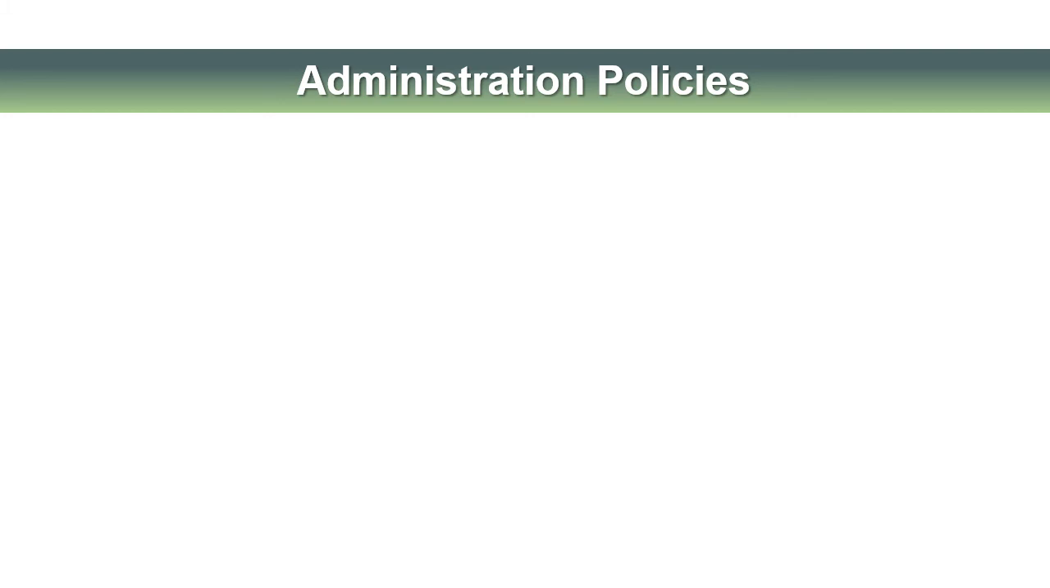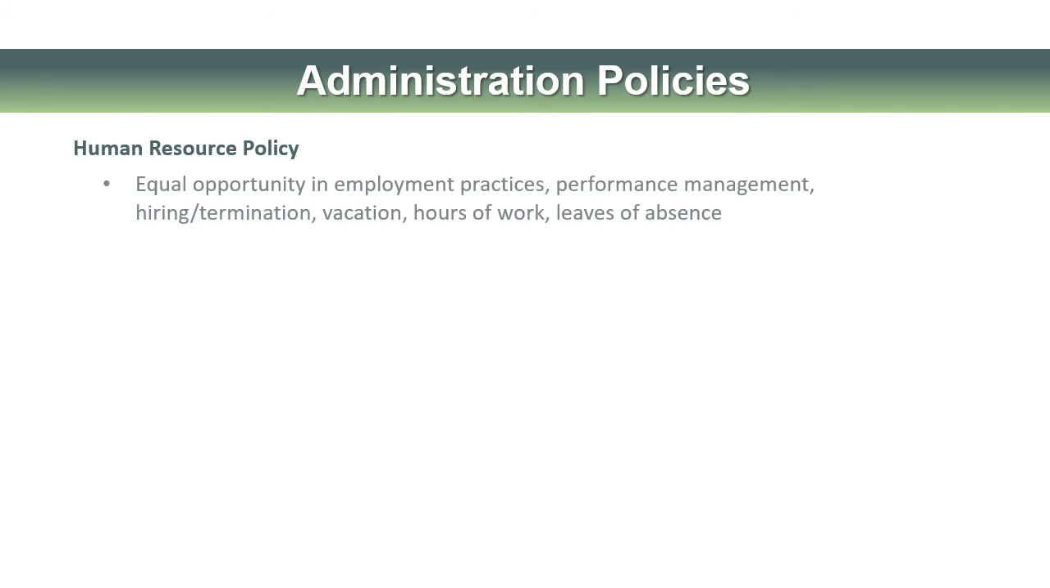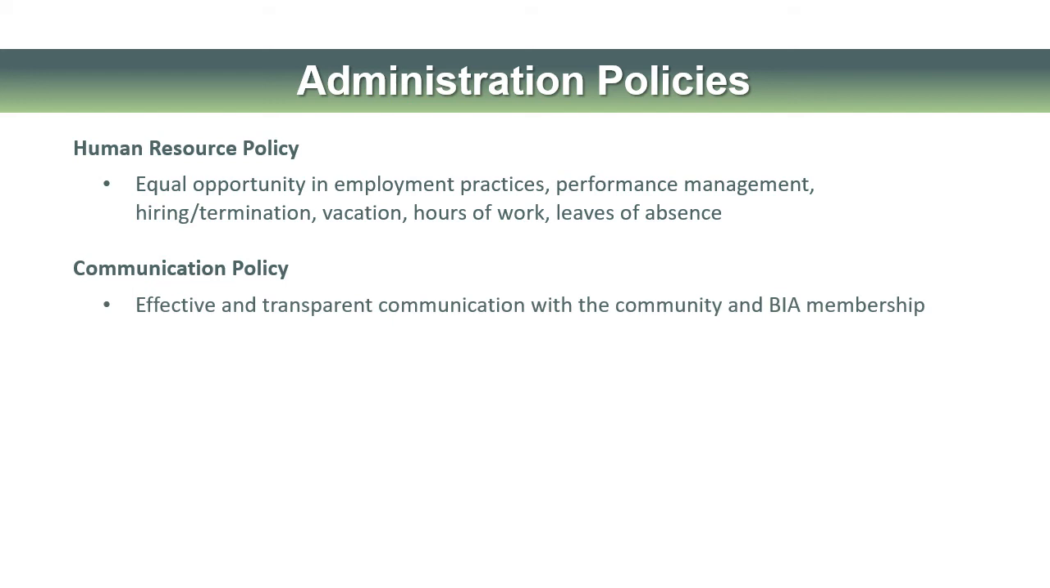Each BIA should have the following policies: a human resource policy, which offers formal procedure for equal opportunity and employment practices. Further items may address performance management, hiring and termination, vacation, hours of work, leave of absence, statutory holidays, other leaves, as well as many others. A communications policy, which outlines procedures for the BIA in managing effective and transparent communication with the community and BIA membership. The policy should also consider relationships with the media and policies related to social media posting interactions.